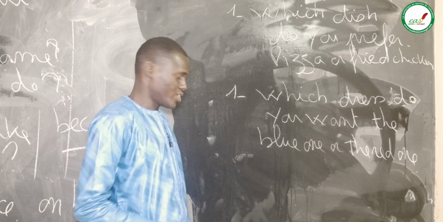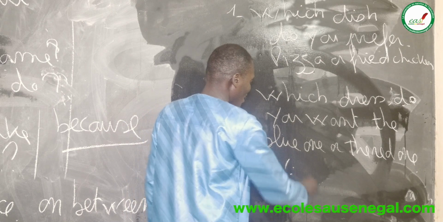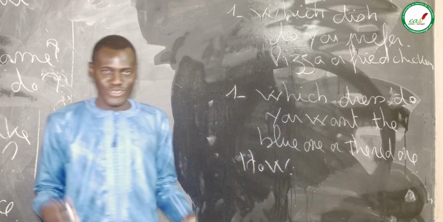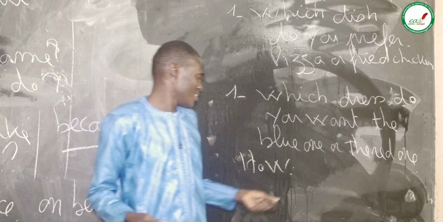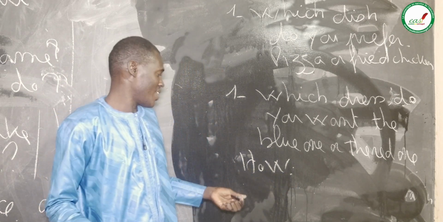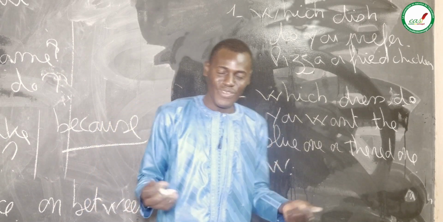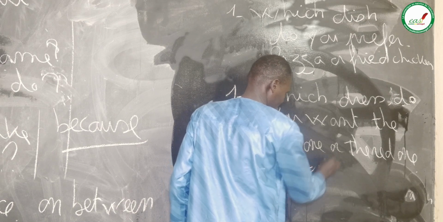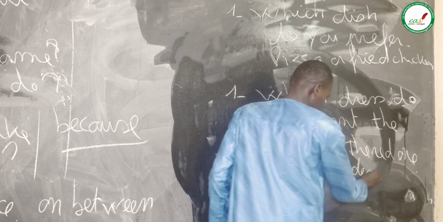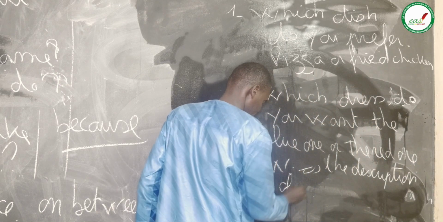Another question word is how. How is used for the description of something. It means that I want to know the way, the form, or the manner. The description of something.